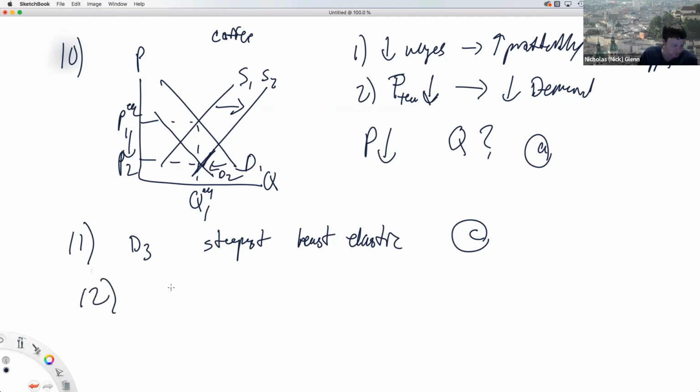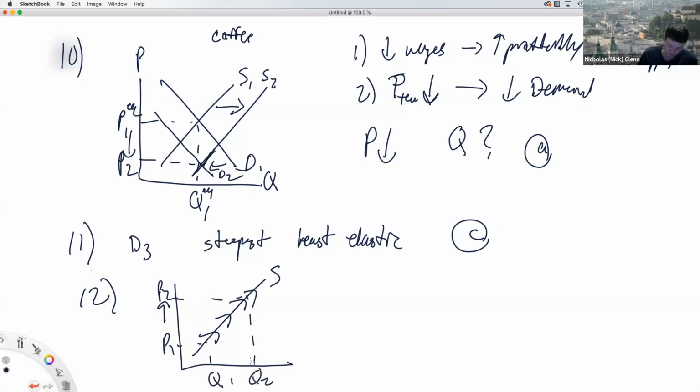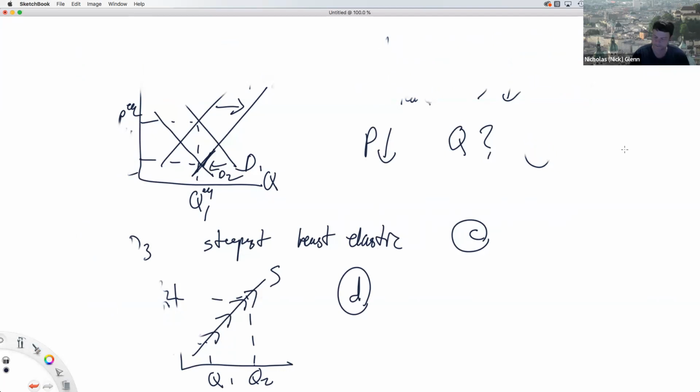A movement along the supply curve. So let's draw this real quick. A movement along the supply curve might be caused by a change in what? Well, we know this is always going to be caused by a change in the price level when you see a movement along the curve. That's what causes these movements. Okay, it's always the price here. So that's going to be D. All right, let's erase this.